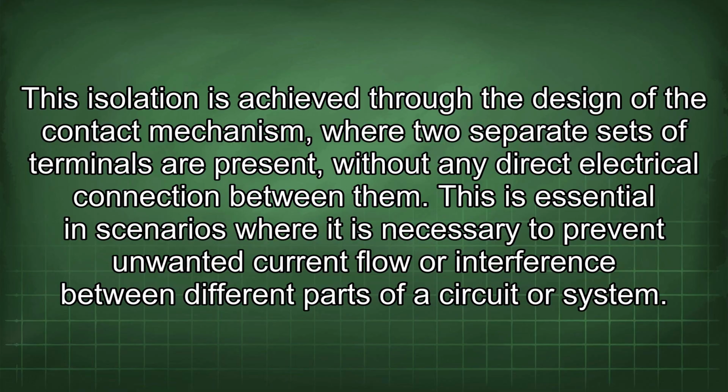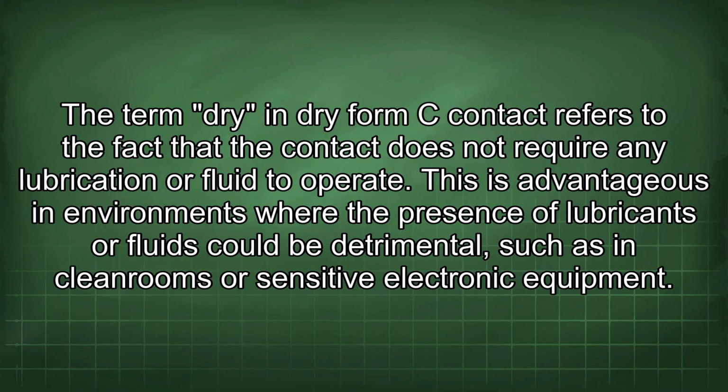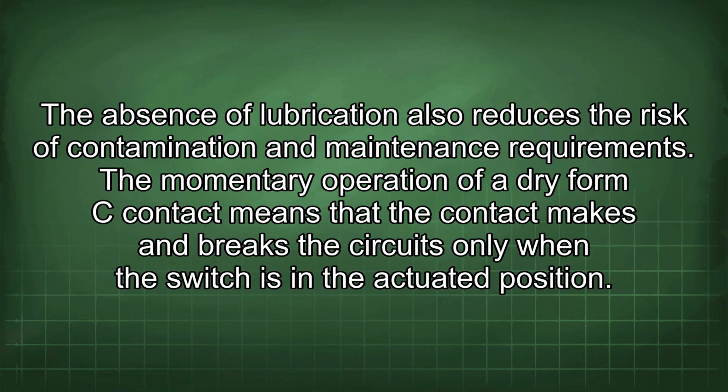The term dry form C contact refers to the fact that the contact does not require any lubrication or fluid to operate. This is advantageous in environments where the presence of lubricants or fluids could be detrimental, such as in cleanrooms or sensitive electronic equipment. The absence of lubrication also reduces the risk of contamination and maintenance requirements.